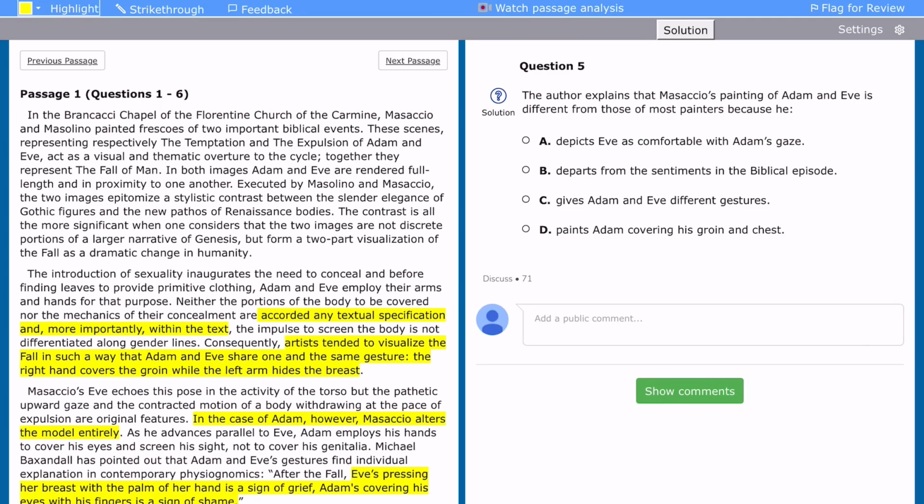Question 5 is asking us, the author explains that Masaccio's painting of Adam and Eve is different from those of most painters because. So it's asking us why they're different. They tell us about the previous depictions of Adam and Eve at the beginning of the passage, where they say, consequently, from here, artists tended to visualize the fall in such a way that Adam and Eve share one and the same gesture. The right hand covers the groin while the left arm covers the breast. That's how they used to do it.